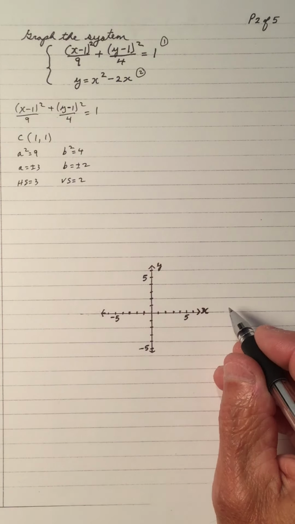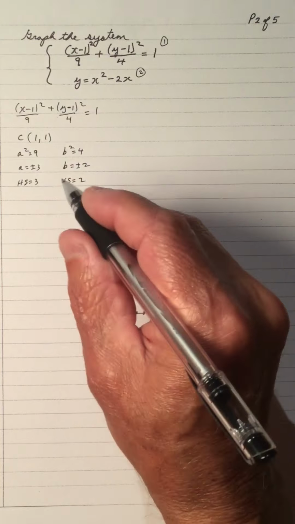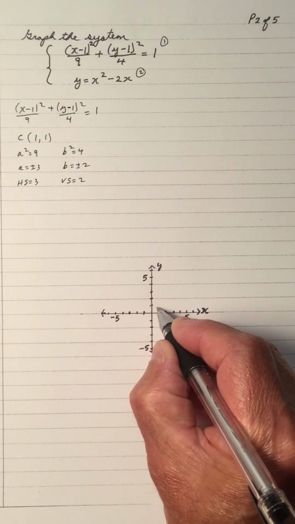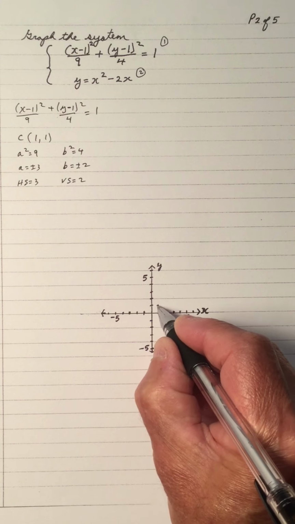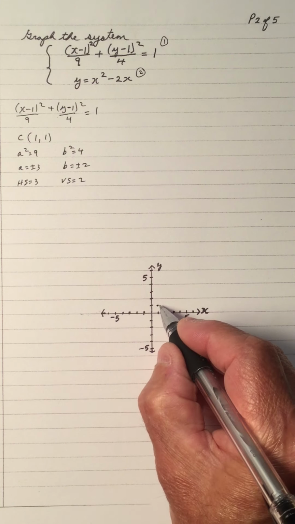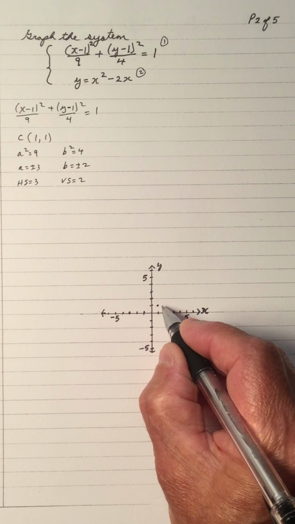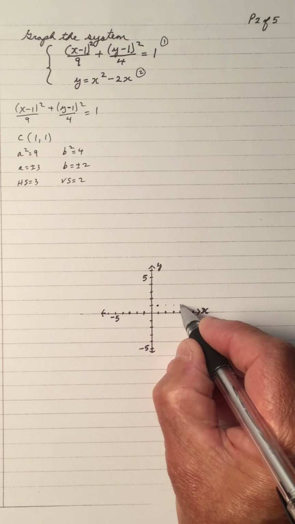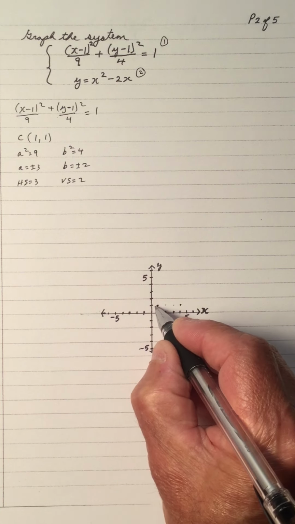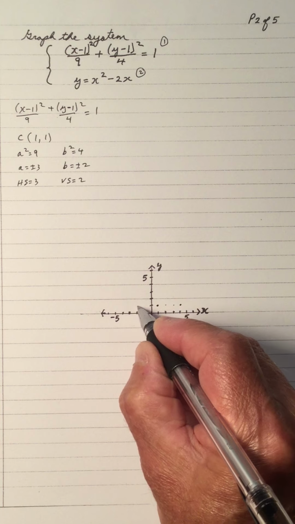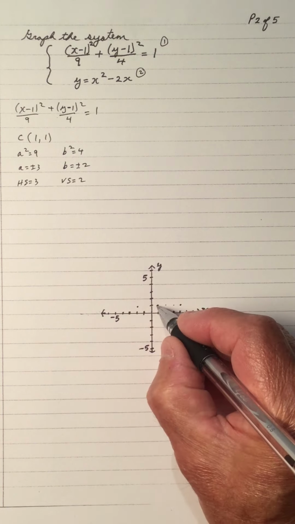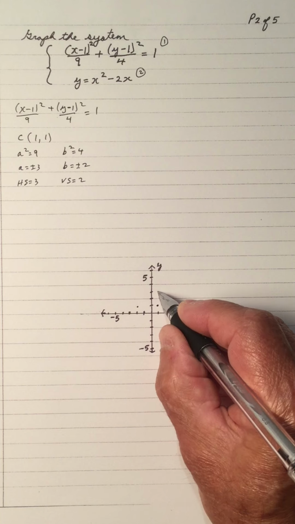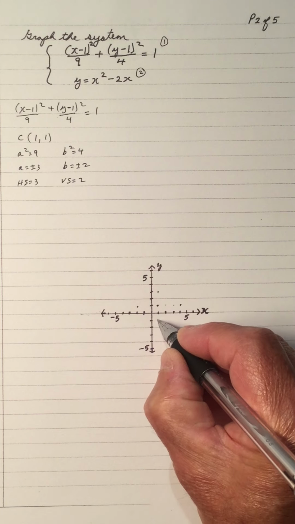So let's graph the ellipse, which has a center of (1, 1), which is right here. X is 1, y is 1. The horizontal stretch is 3, so it's 3 to the right, 1, 2, 3 there. 3 to the left, 1, 2, 3 right there. And the vertical stretch is 2 from the center, so you go 2 up and you go 2 down.